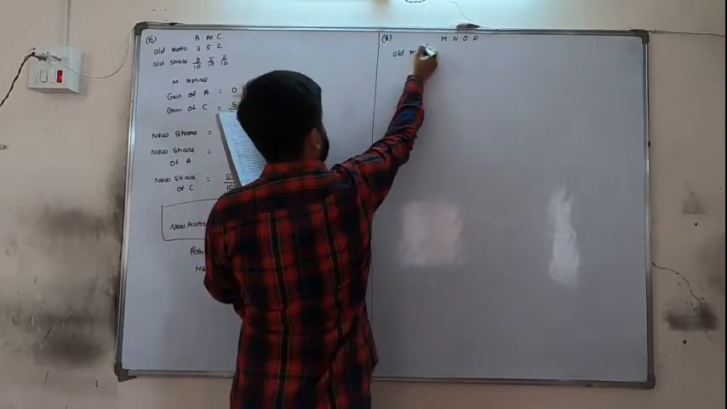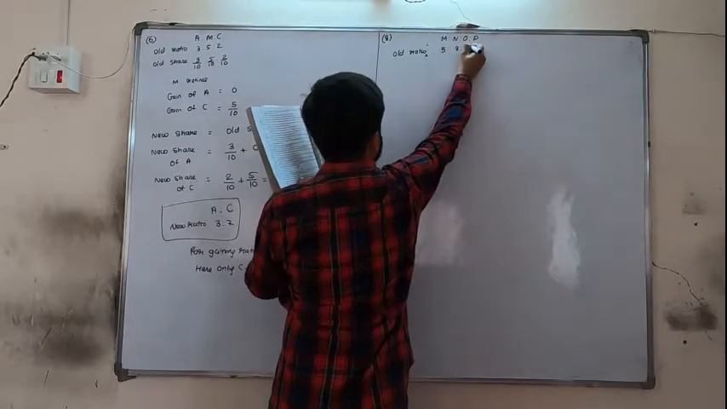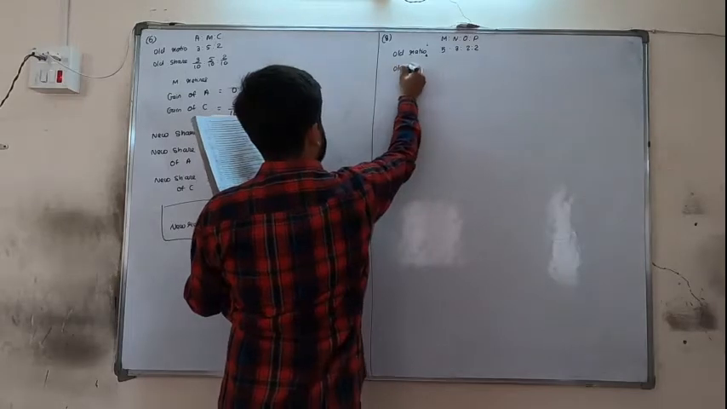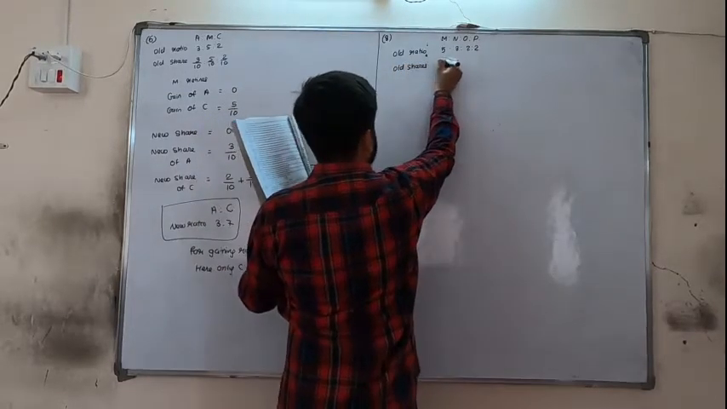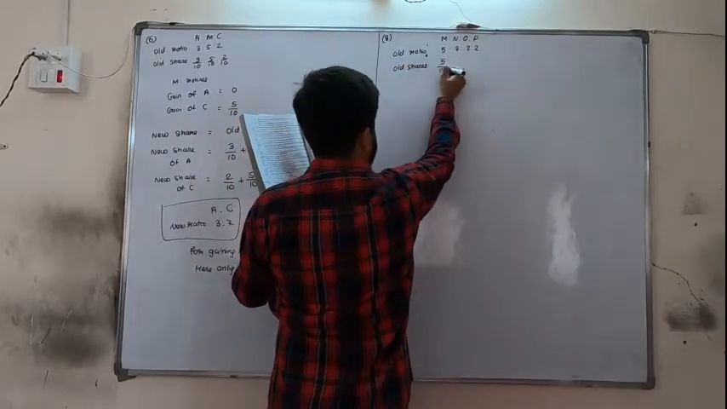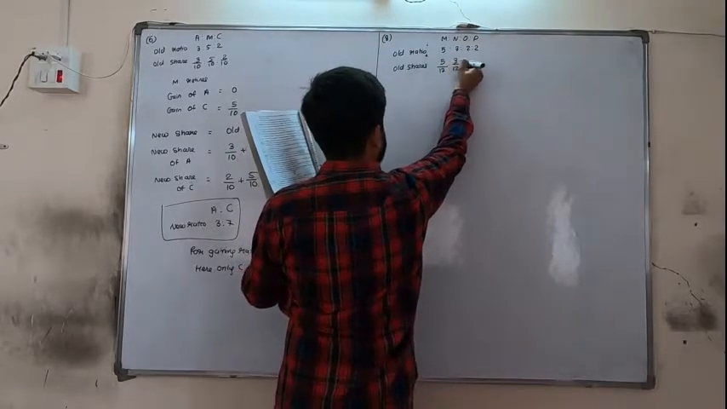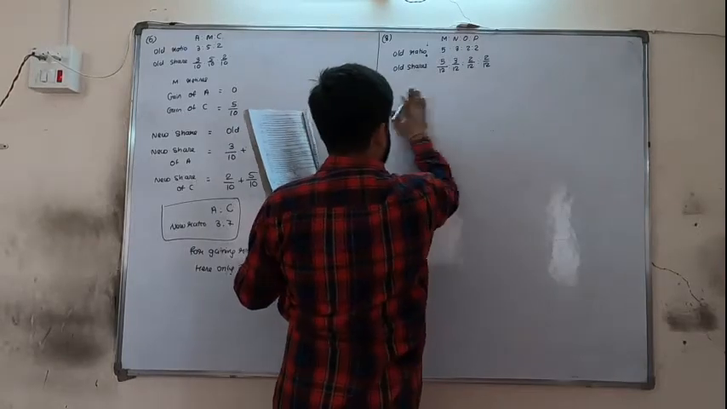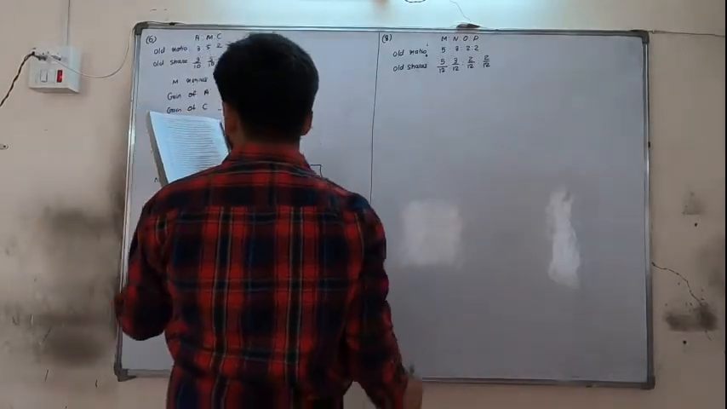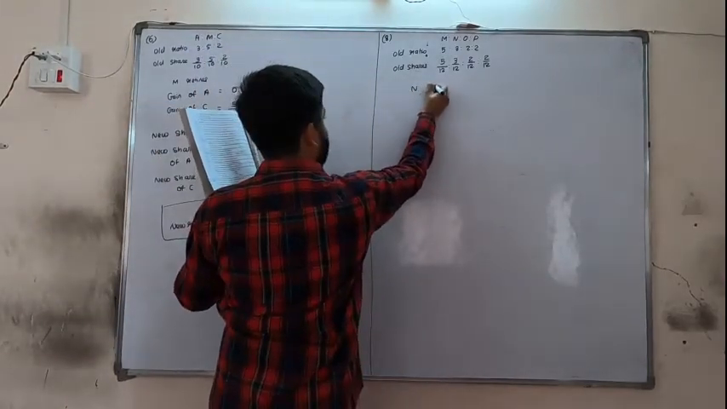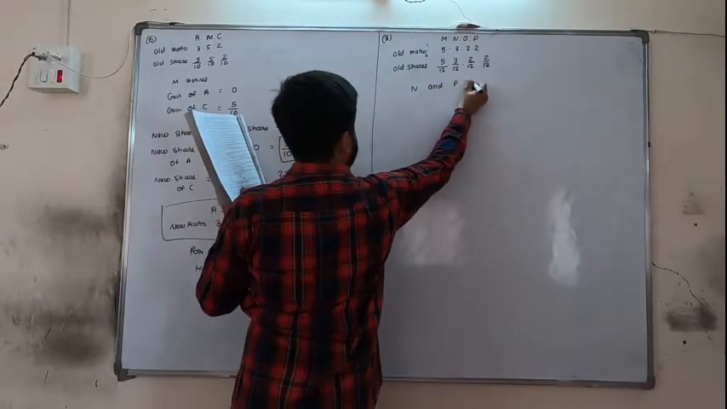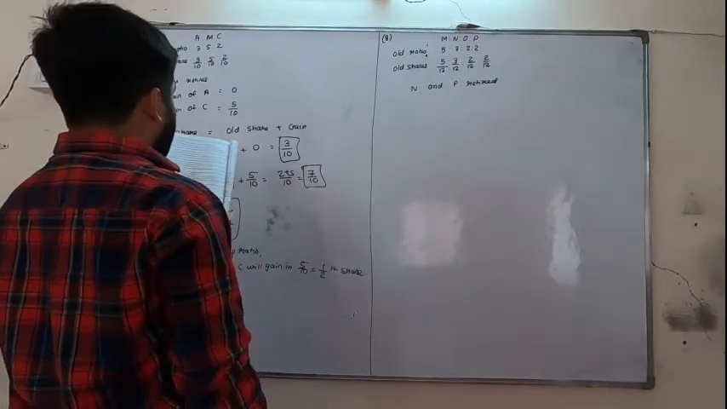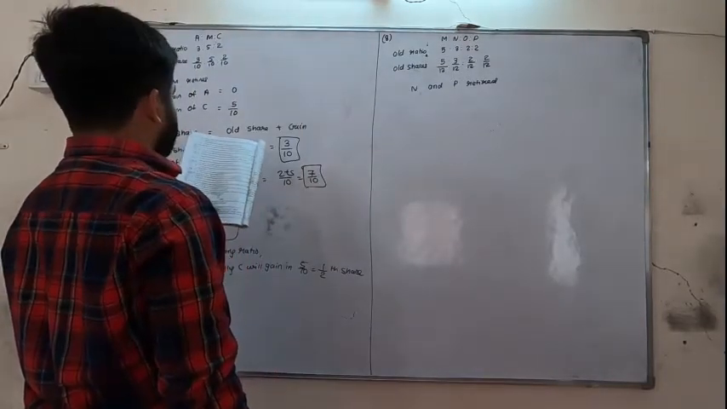Old ratio is 5:3:2:2. So old shares are 5/12, 3/12, 2/12, 2/12. Now together two partners are retire, N and P. Now read carefully what they are telling you.